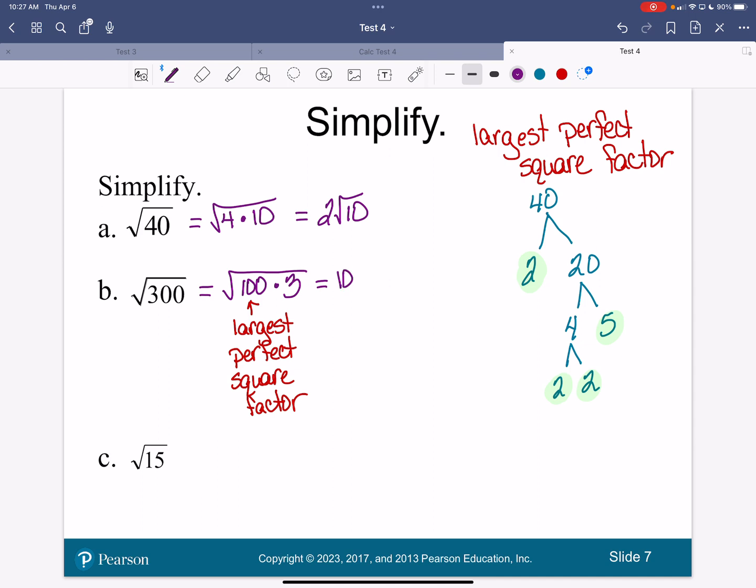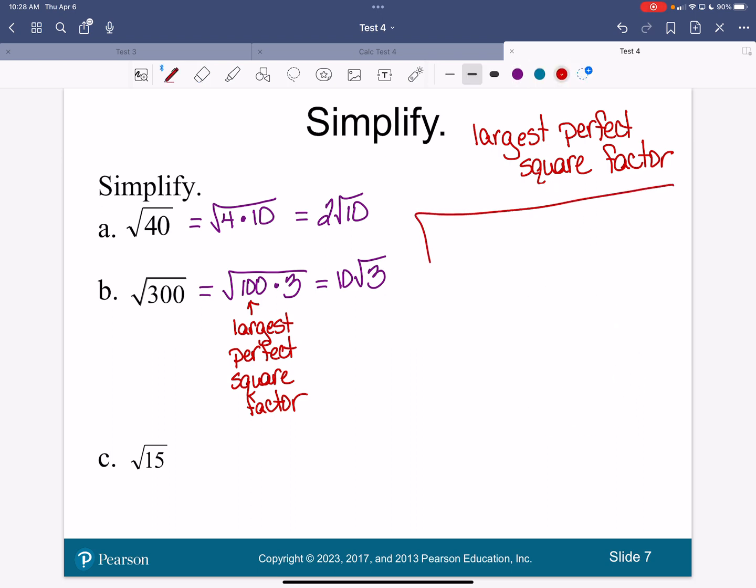10. Now, most students prefer this way. But I'm going to show you, you can also do it with the factor tree. So we're going to do the prime factorization of 300. This is just an alternative. So I'm going to have 300.